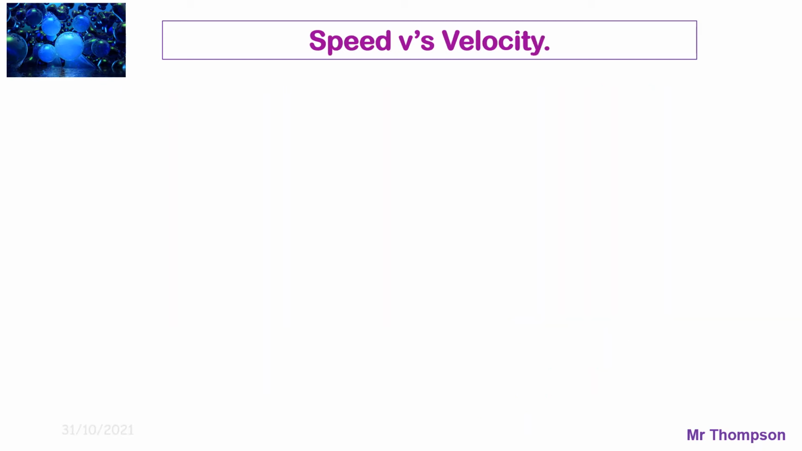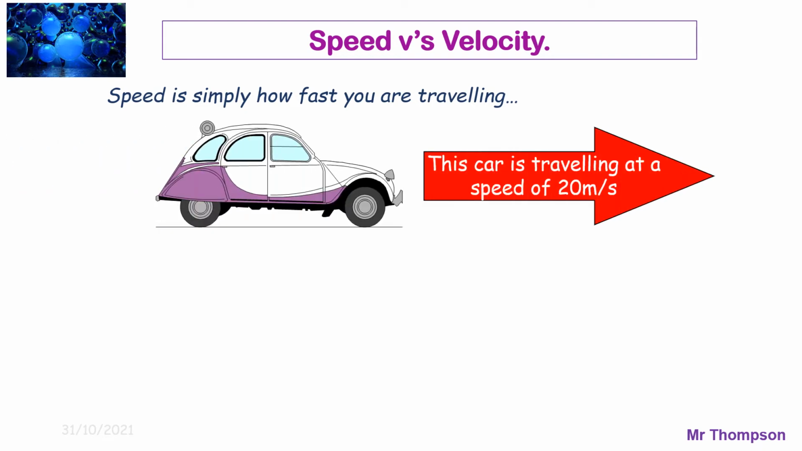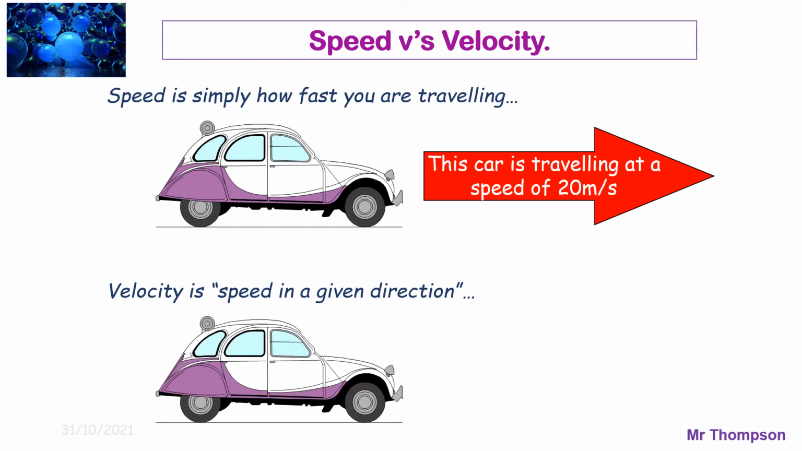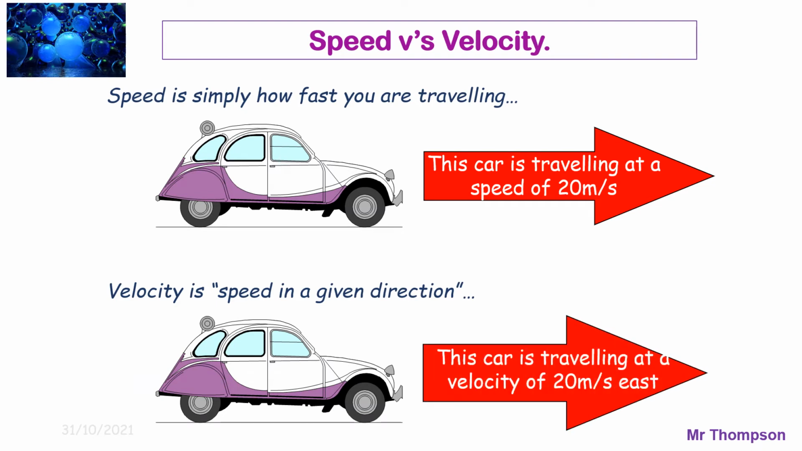Let's have a look at two pairs, if you like, scalar and vector. Speed and velocity. Speed is simply how fast you're travelling, whereas velocity is how fast you're travelling in a particular direction, the speed in a direction. So this car, you could say, is travelling at a speed of 20 meters per second, but if you want to describe its velocity, you will add the direction. We don't always say northeast, west, south. In physics, we normally have a plus going one way and a minus going the other way.